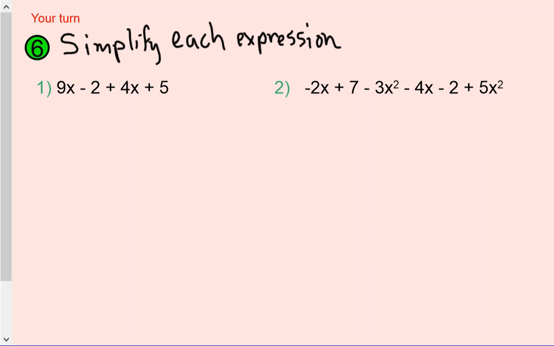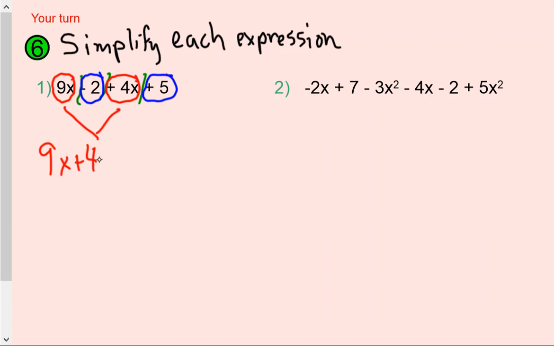So we're simplifying both expressions. First, I'm going to separate all my terms, and then I'm going to circle any like terms. We have 9x, and we have plus 4x, and then we have the constants of minus 2 and plus 5. Okay, so when we combine, these are both positive, so we have 9x plus 4x, and that will give us 13x.